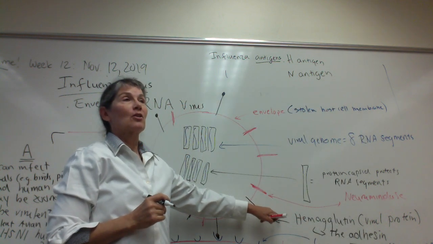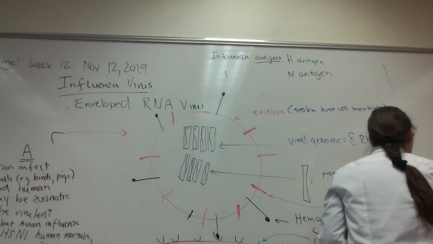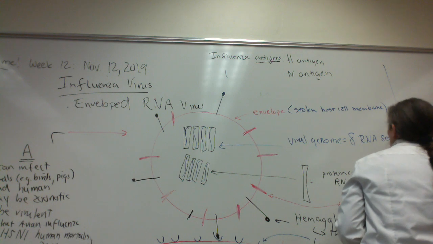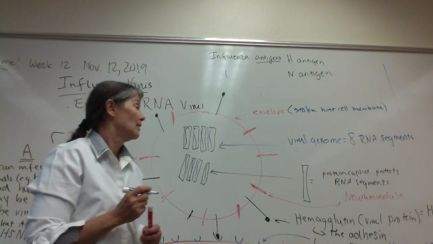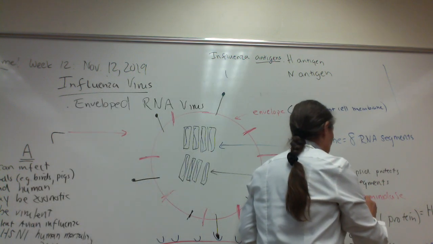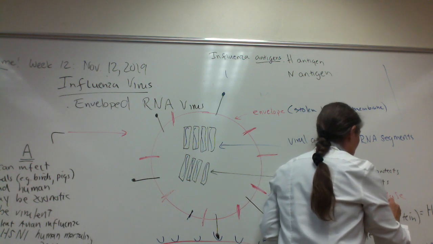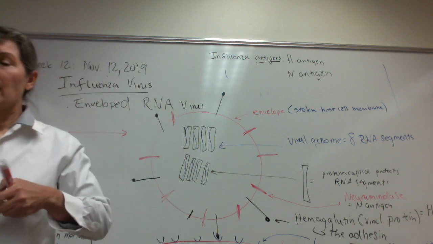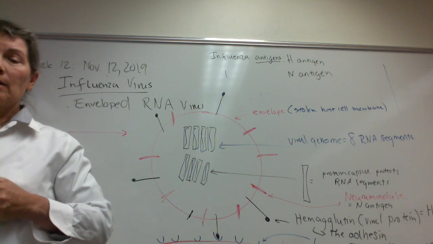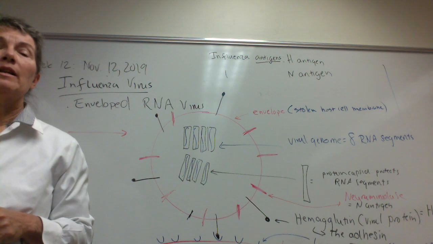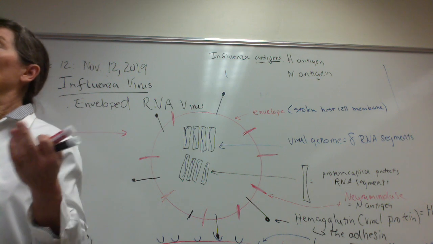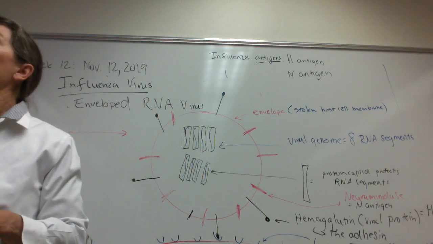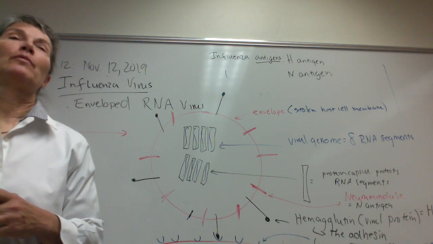Yeah. So here's our H antigen. We put that in here. This is the H antigen. And what do you think the N antigen is? The neuraminidase. Good. And folks, let's just take the H antigen. Let's say that you got infected with an influenza virus, right? Your immune system recognized it as foreign, and your immune system made antibodies against the H antigen. Why would that be helpful?